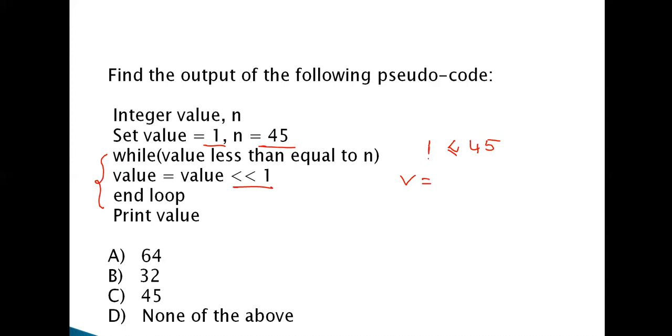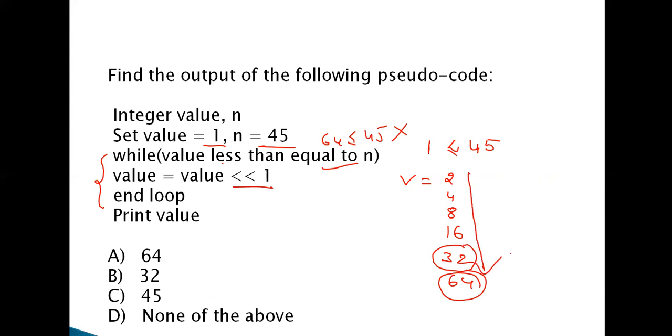So for the first left shift operation 2, next 4, 8, 16, 32, 64. Whenever value 32 is less than or equal to 45, the condition is true. So value is left shifted, 32 becomes 64. Here 64 less than or equal to 45, condition fails, comes out of the loop. Okay, but this is not the correct way. Doing all the things like this is not the right thing.